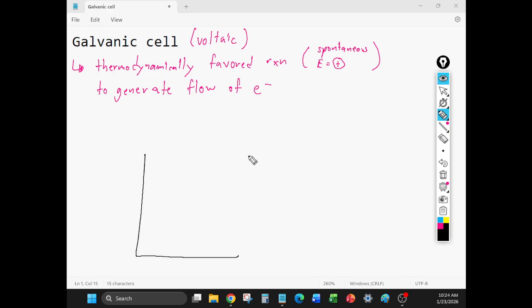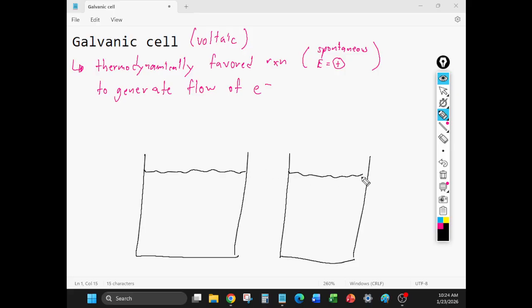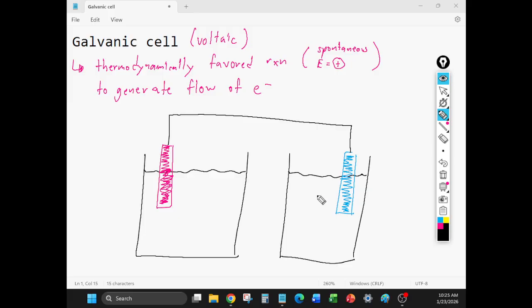First, there are two different containers, and they have a solution inside of them. Now, both of them have a solid piece of metal inside of them. Okay, so they're both going to have a solid piece of metal. Now the two pieces of metal will be connected with a wire.